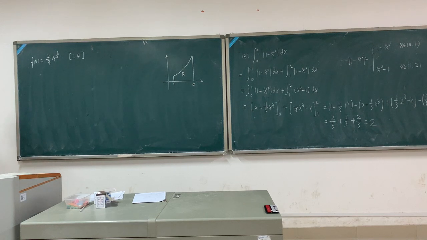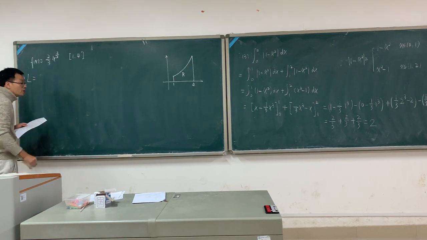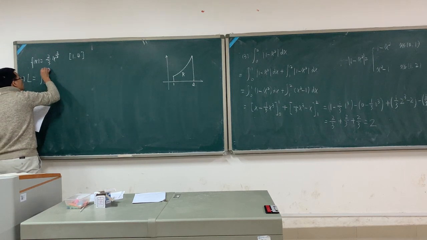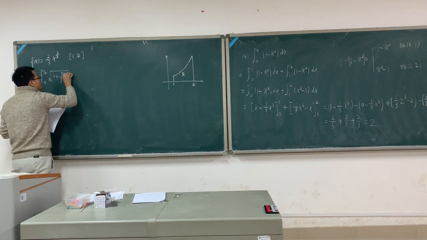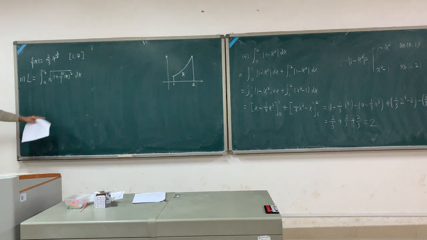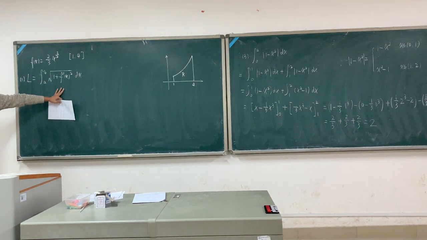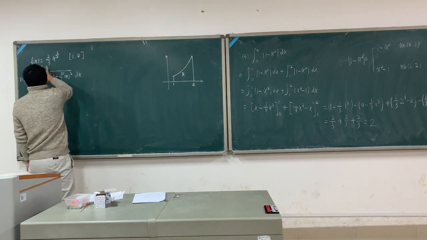The first problem is to find the arc length of the curve y equals f(x) from x equals 1 to x equals 4. So the first thing, for the arc length, what's the formula? The formula is the integral from a to b of the square root of 1 plus f prime squared dx. If you can get the formula, I will give you half marks.